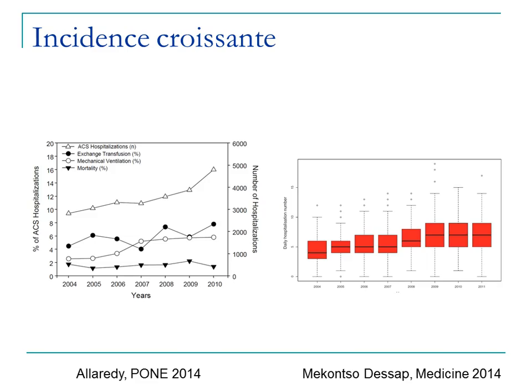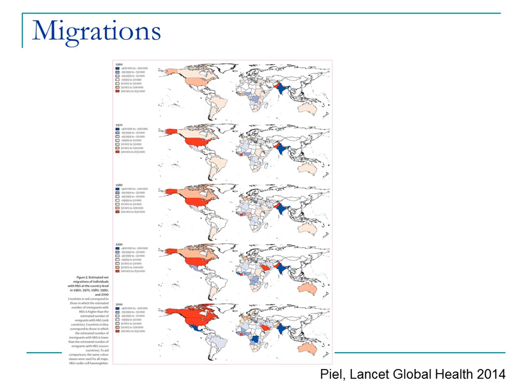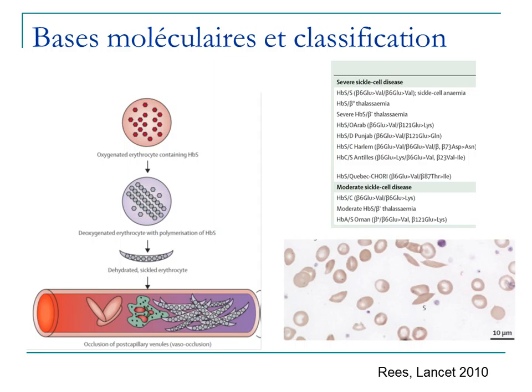In the US, the rate of patients goes up regularly between 2004 and 2010. Here are admissions in the Île-de-France for vaso-occlusive crisis, and you see here that in the acute chest syndrome, migrations are connected to this. You see what's happening in North America and in Europe, areas where the prevalence of the disease has increased significantly after the 80s.